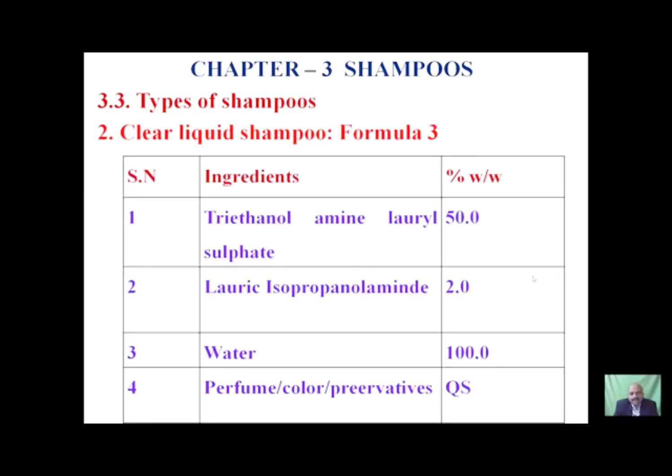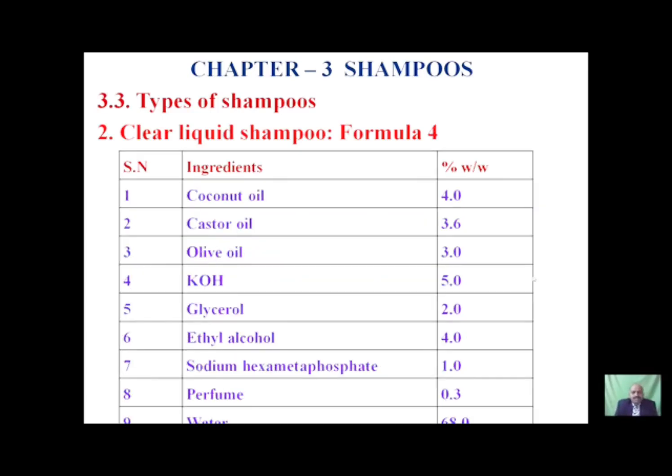Let us see the ingredients required in the clear liquid shampoo, called formula 3. Ingredients: triethanolamine lauryl sulfate 50%, lauric isopropanolamide 2%, water 100%, and perfume, color and preservatives can be added as required. Coming to formula 4, we have other ingredients: coconut oil 4%, castor oil 3.6%, olive oil 3%, potassium hydroxide 5%, glycerol 2%, ethyl alcohol 4%, sodium hexametaphosphate 1%, perfume 0.3%, water 68%. This is the table consisting of the different ingredients.